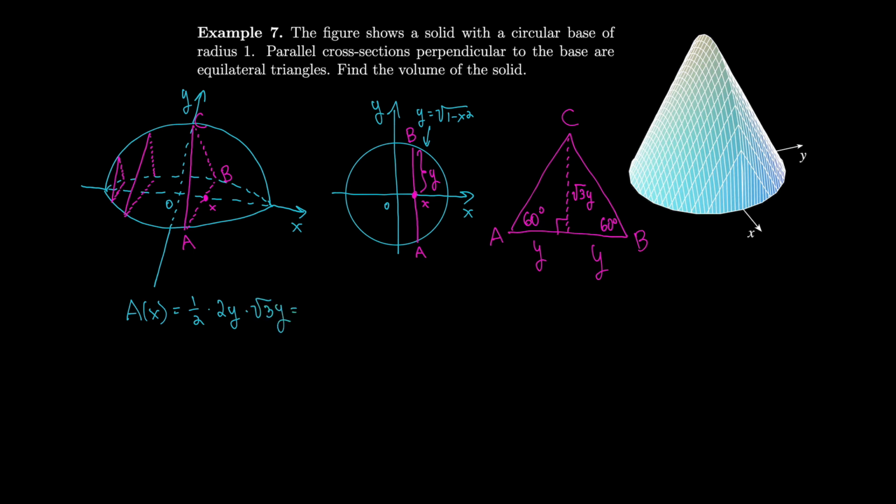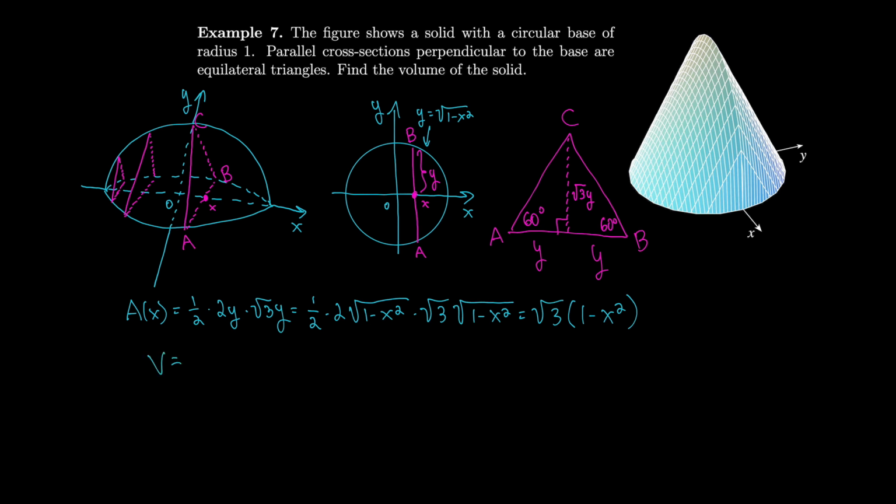So we said y is equal to the square root of 1 minus x squared, because x squared plus y squared equals 1 for the base. So that means that this is half times 2 times the square root of 1 minus x squared times rad 3. So that's rad 3 times 1 minus x squared, because the half and the 2 cancel, and the square roots cancel for the 1 minus x squared.